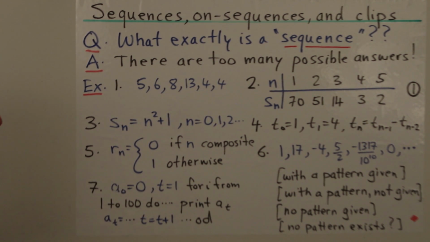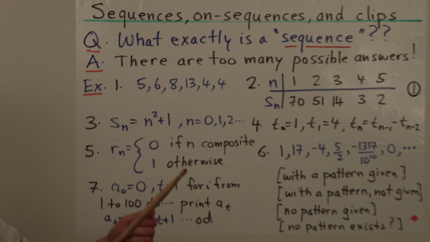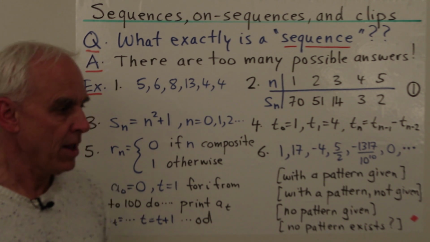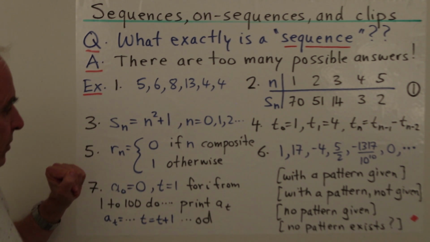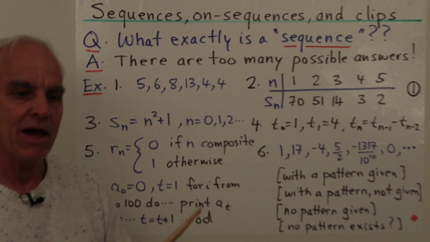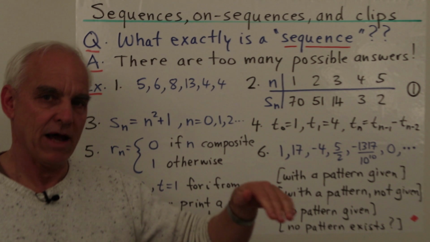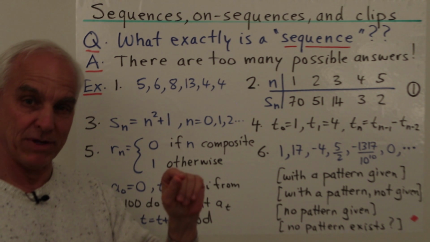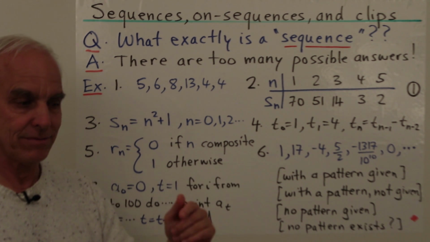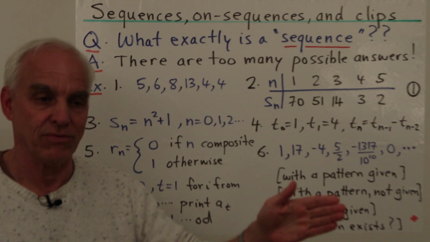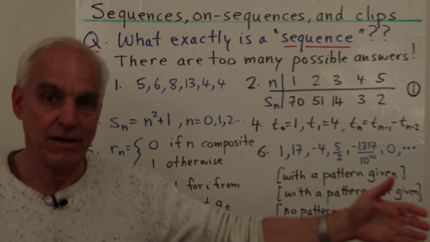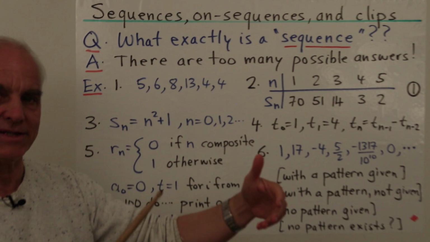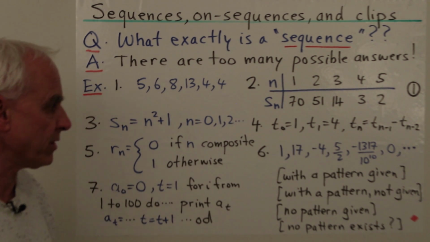Here's another kind of thing, R sub n. It's a binary sequence consisting of just zeros and ones. 0 if n is composite, 1 otherwise. That's okay. We could generate a sequence like that, but only up to a certain point. Once we get up to the trillions, it starts becoming very challenging to determine whether something is prime or not. And beyond a certain point, we have no idea of how to really verify that a given huge number is prime. So there's something computationally inaccessible to this sequence, at least once we get beyond a certain point.